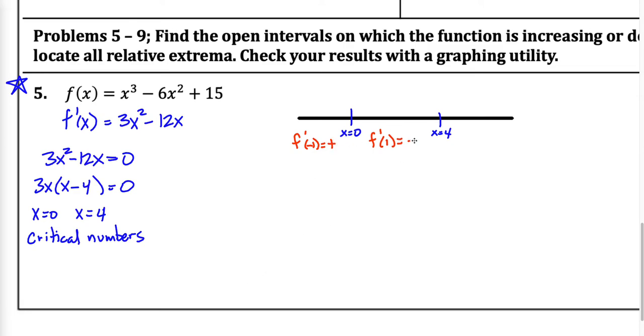So positive, negative. And then if you did like x equals 5, that'd be positive. Okay.